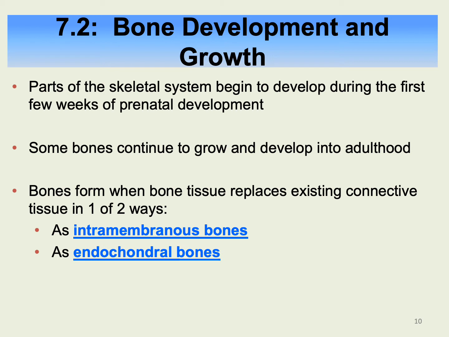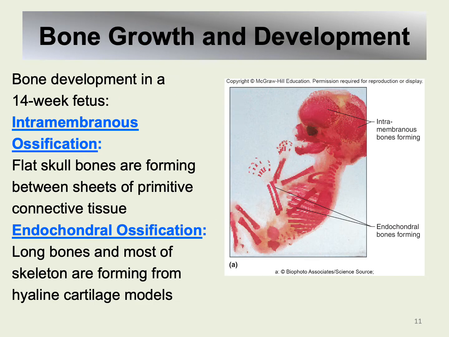If it develops between the membranes, we call it intramembranous bone, which are mostly the flat bones. Or if it develops from the hyaline cartilage, then we call them endochondral bones. Let's go and learn a little bit more. In this picture, you can see a 14-week fetus. It's just a couple of weeks old, and you see some of the bone formed, color-coded in dark red, but some of the bones haven't developed yet. It looks like empty, right?